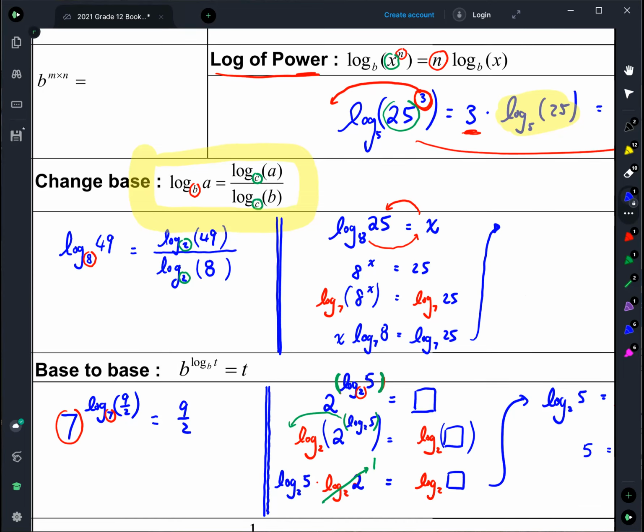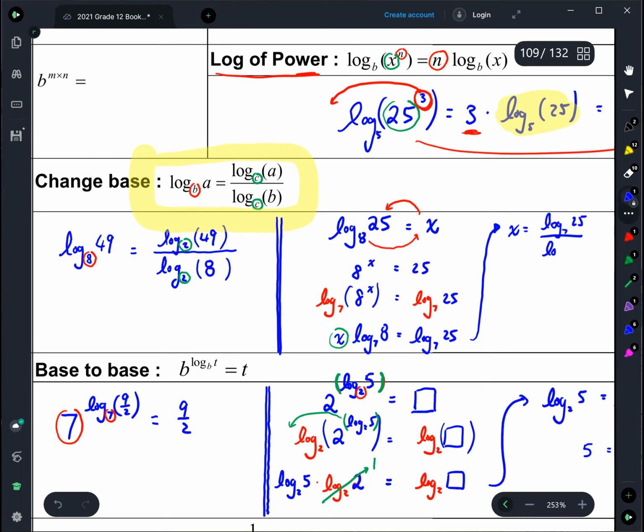Okay, and then the final step that we are going to do is to isolate the x. Remember I put the x at the front, and I want to isolate that. So to isolate, we divide both sides by log base 7 of 8. So the x is by itself, and it looks like this now.